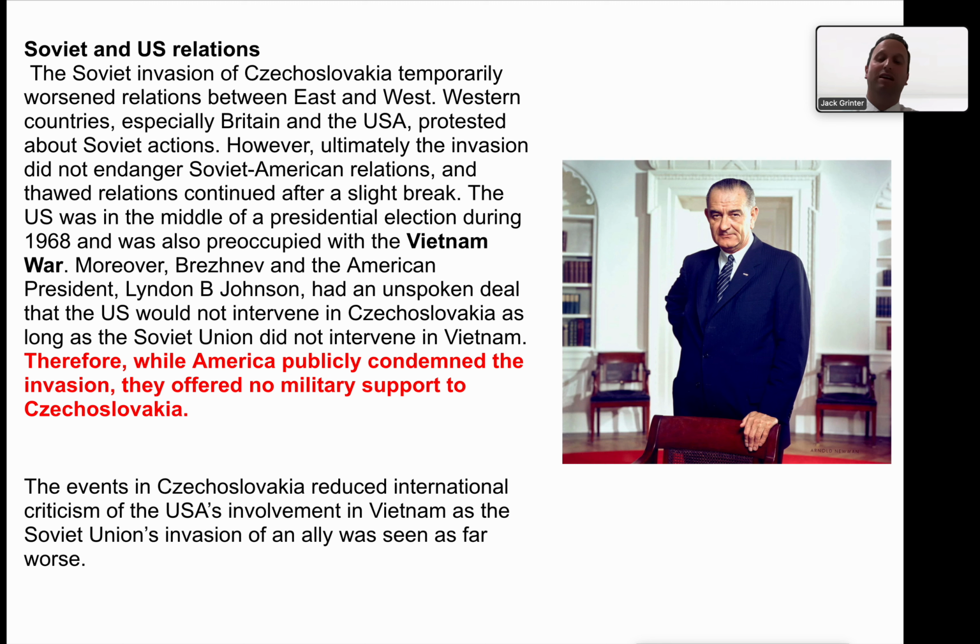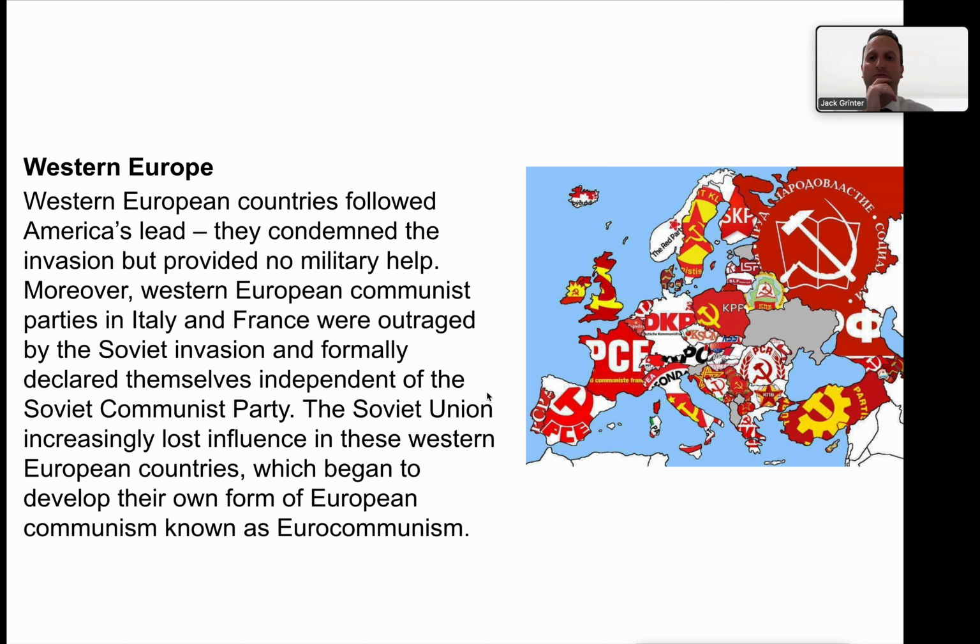We also see Soviet-US relations temporarily worsened again, just like they were over Hungary. What's important with this is that the US is in the middle of a presidential election when it took place. They're preoccupied with what's going on domestically, but also the Vietnam War. And the Vietnam War we don't mention in our course. The reason why is because it's part of a Paper 3 topic. You can do USA and look at the Vietnam War as part of that. So America, just like with Hungary, condemned the invasion but didn't offer military support.